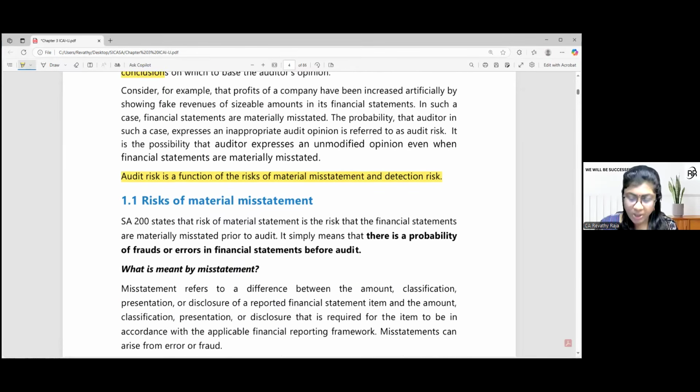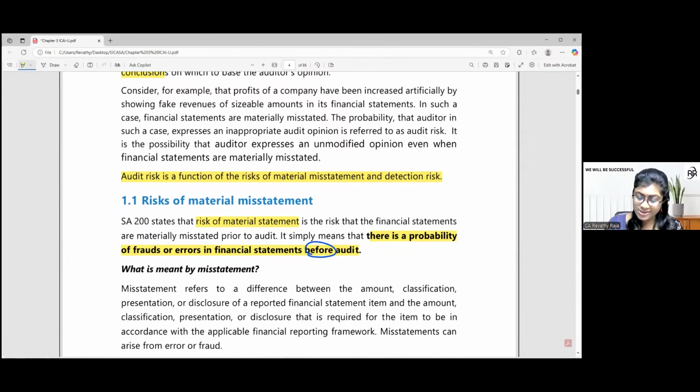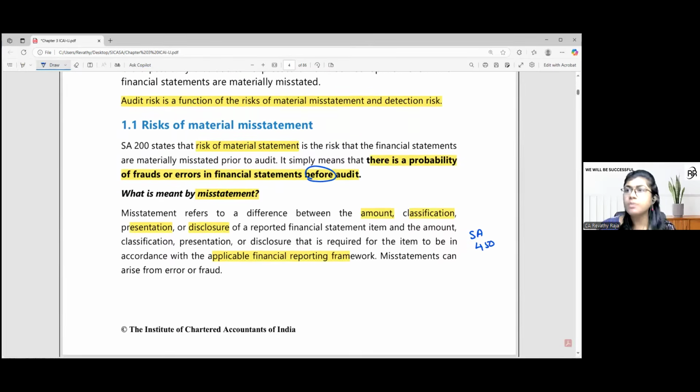Okay, then continue. Didn't we write this? ROMM means there's a probability of fraud or error prior to audit. Isn't it before audit? Okay. Next, what is misstatement? It's a difference between the presentation, disclosure, amount, classification in the AFRF and the amount in FS. We linked some SA. Which SA did we link? SA 450. And can you all reply? First page of ICA material. Are you okay? Come on.